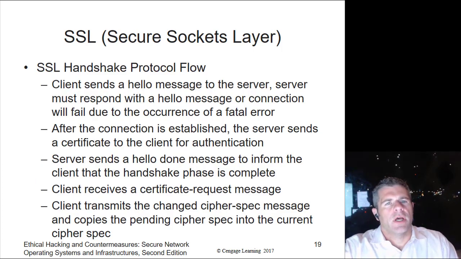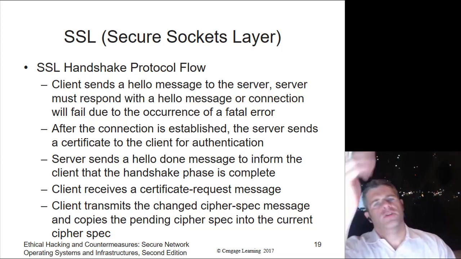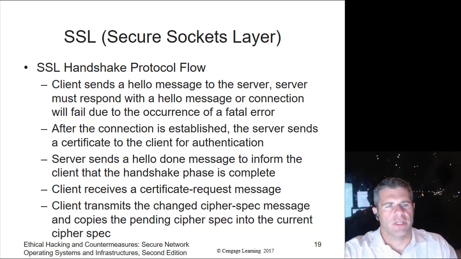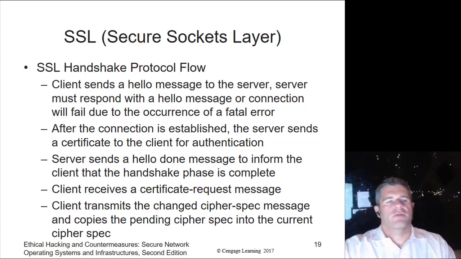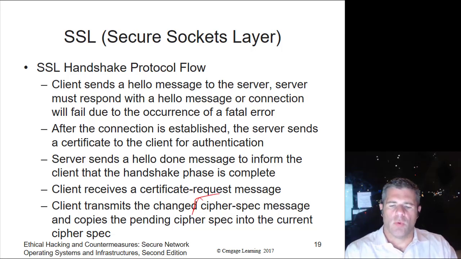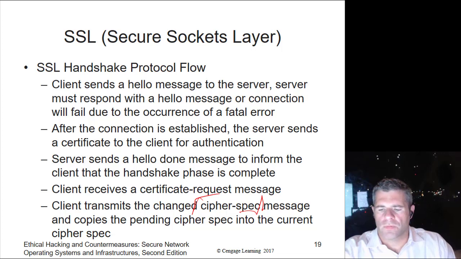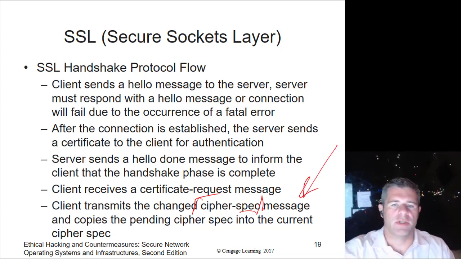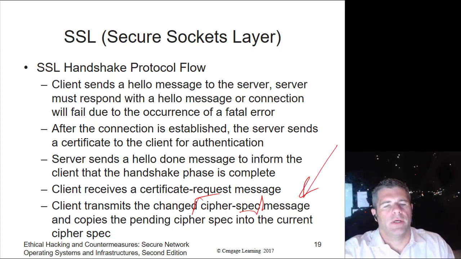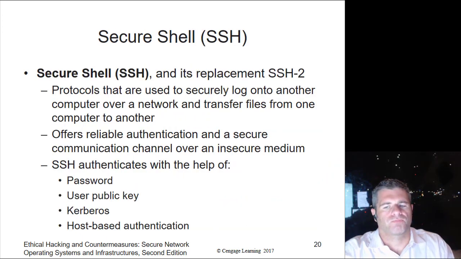So the handshake is hello from the client to server. Server responds with hello. Connection gets established, then it sends on over a certificate. Server sends a hello that says, hey, we're done shaking hands, you got my certificate. Client gets a certificate request, transmits the change cipher spec message. Hey, what type of ciphers can you use? There's a bunch of them out there, and we run into problems when this process says, hey, I support a really old and crappy cipher with known vulnerabilities. That gets us in trouble.